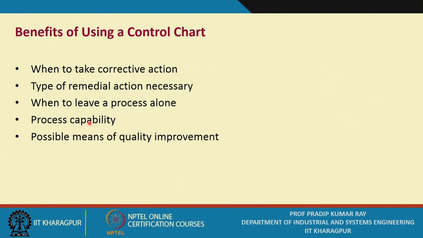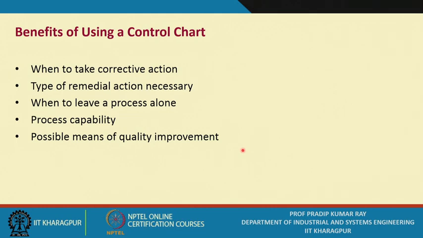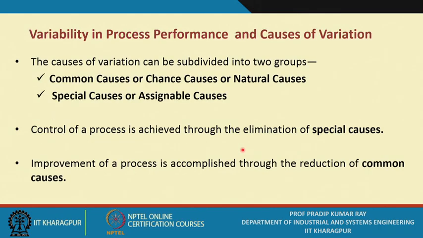We'll be discussing the process capability. When you start collecting data through control charting, later on this data you can use to measure the capability of a process. So if you start using a control chart, based on the information you collect, you can measure the capability of the process. Possible means of quality improvement. So always you go for it.